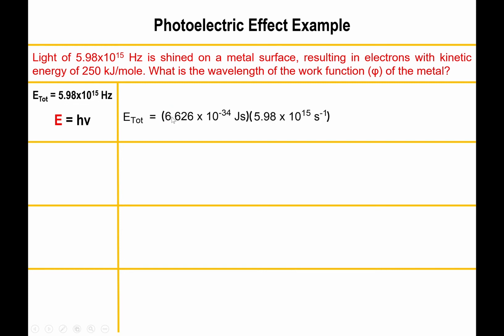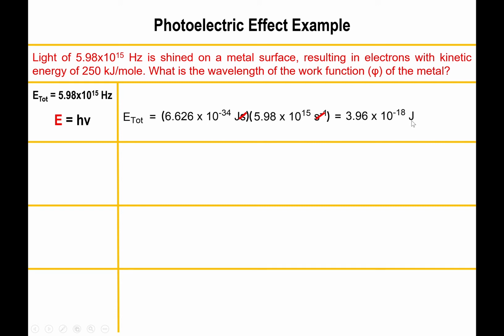And so we multiply Planck's constant, 6.626 times 10 to the negative 34 joules times second, by the frequency, 5.98 times 10 to the 15 hertz, or per second. Here, the seconds are going to cancel out, and you'll end up with units of joules. And I would recommend that you do use parentheses for the exponential number. So parentheses 6.626 times 10 to the negative 34, close parentheses, times, open parentheses, 5.98 times 10 to the 15, close parentheses, and press enter. You should end up finding out that the total energy is 3.96 times 10 to the negative 18 joules.